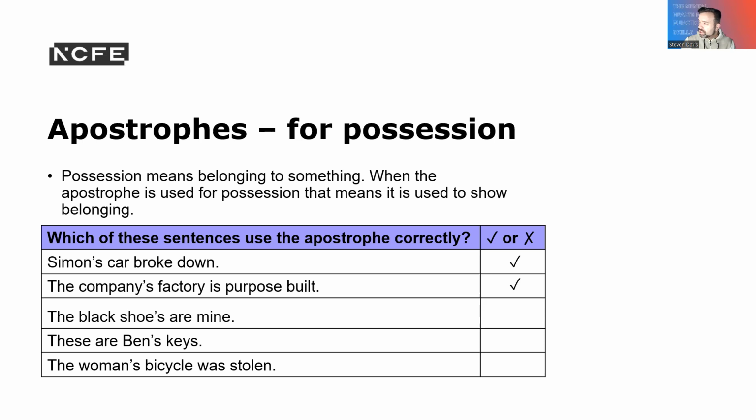The black shoe's are mine. That's not right. These are Ben's keys, so that sounds right. And the woman's bicycle was stolen, so those sound right. Good.